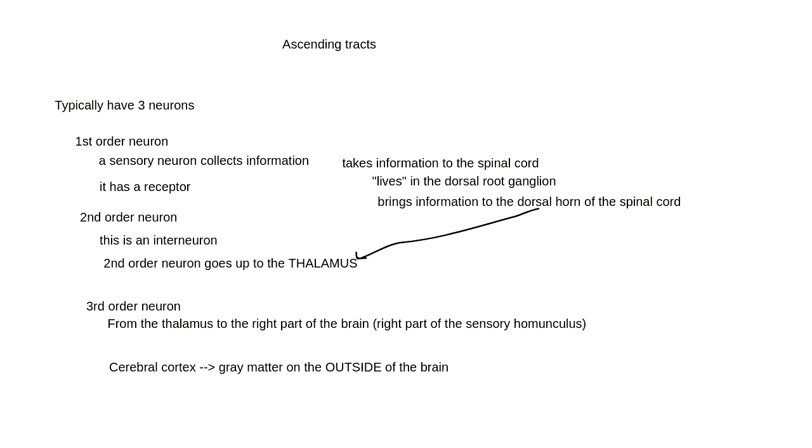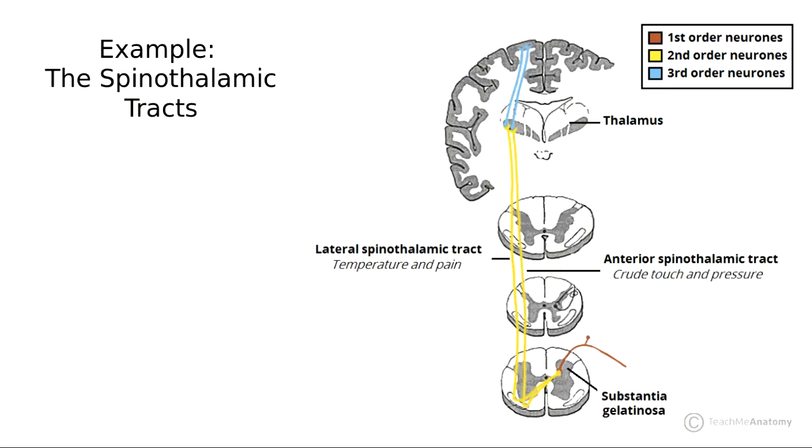We're going to talk about a couple of ascending tracts. Here's my first ascending tract. And help me out here. What page do I have the Spinothalamic tract on? What page is the Spinothalamic tract on? Okay, looks like page 7. All right, so we're talking about our first ascending tract here.